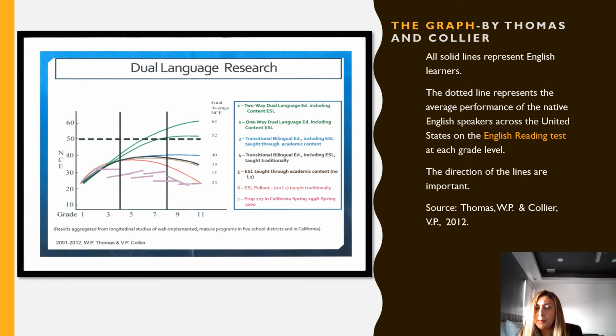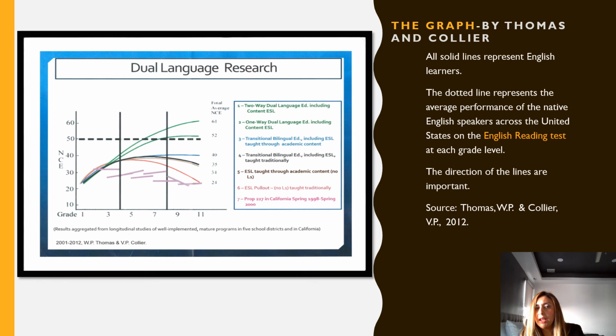So what does research say about dual language? Well, Thomas and Collier created what is called the graph, and it was a longitudinal experiment. In the graph, if you notice, all the solid lines represent English learners, and the dotted line represents the average performance of the native English speakers across the United States on the English reading exam at each grade level. The directions of the lines are very important. If you notice, in the very beginning of the graph, they all start about the same at an equal pace.